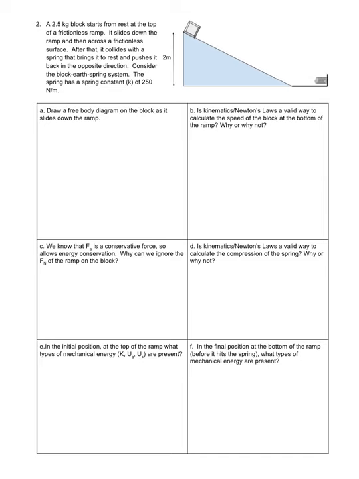So the first thing that it wants us to do, of course, is to draw a free body diagram on the block as it slides down the ramp. So as it goes down the ramp, here it is. This looks very familiar. We've got a force of gravity going down, and we've got the normal force going up in this direction. It says, is kinematics or Newton's laws a valid way to calculate the speed of the block at the bottom of the ramp?